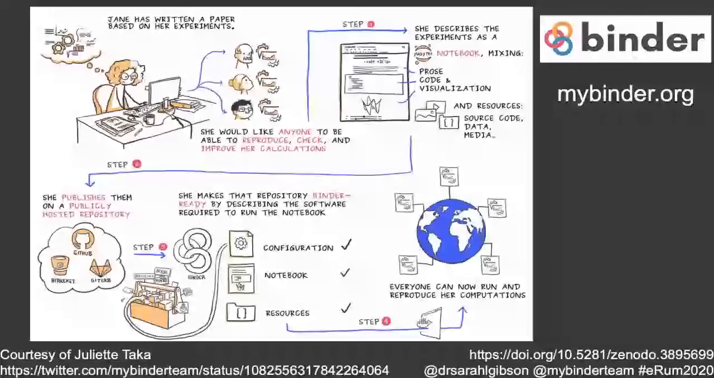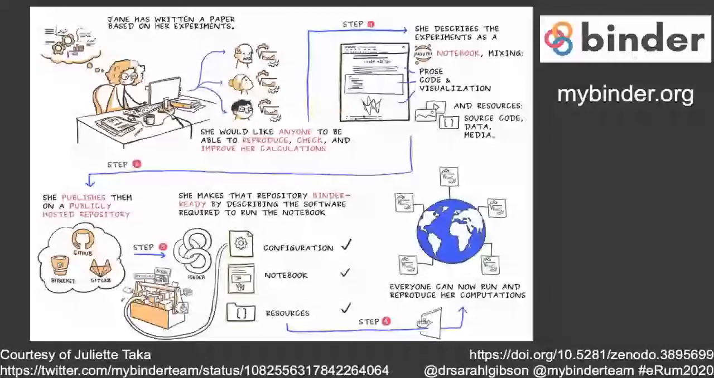And then she makes that repository Binder ready by describing the software required to run the notebook in a configuration file. Many of you will be R users. So in your case, if you're writing a package, the name and description files will configure this, or we have a special file called install.R, which uses MRAN and the list of install.packages commands to pull the versions of your packages from that particular date of the MRAN snapshot of CRAN. Put all of this together, a version controlled repository and description of the software dependencies, and now everyone around the world can run and reproduce her computations.